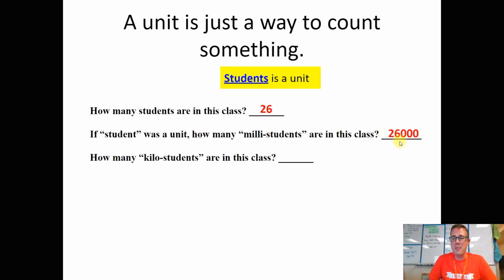Remember, that's the same number of people. I haven't changed how many people are in the room. It's just another way to measure it. Like if you were to chop up some students, which would be horrible, but that's how many millistudents we have.